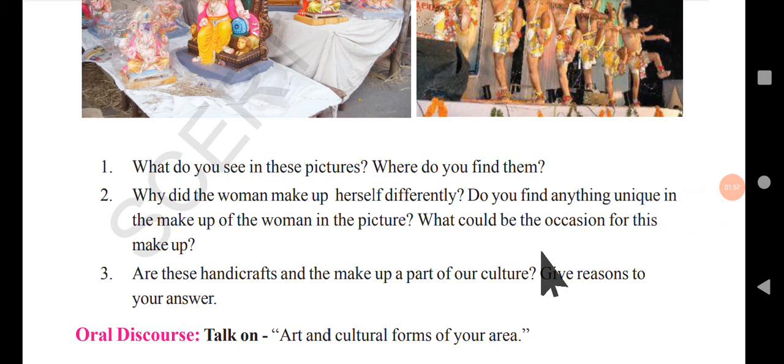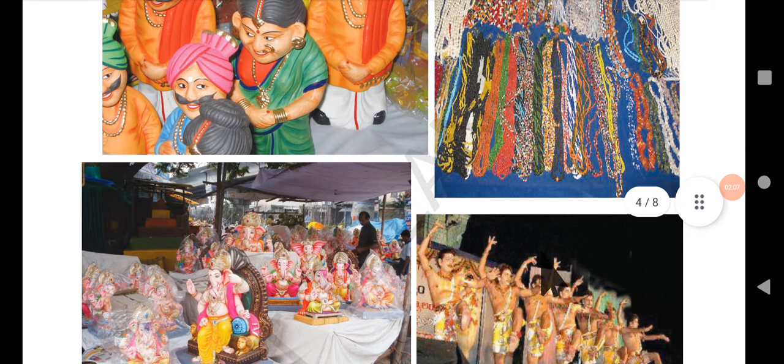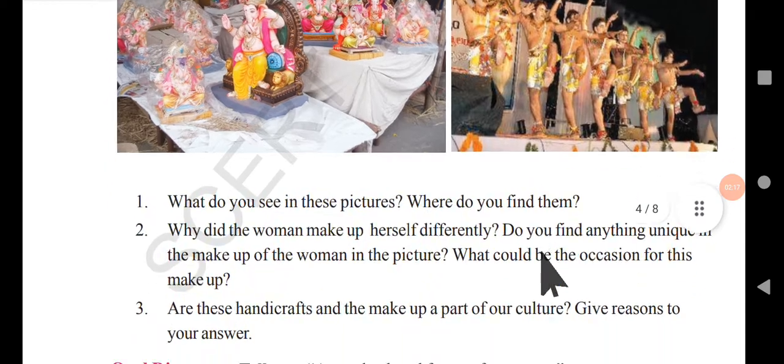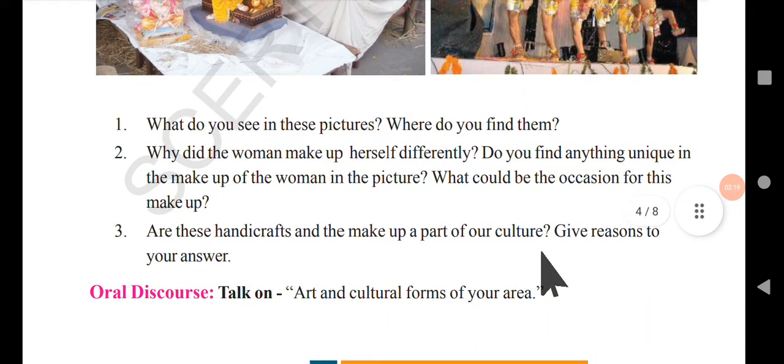First question is, what do you see in these pictures, or where do you find them? So you can see that in these pictures it is the representation of different cultures. So the first picture represents one culture, second one, third one, and fourth one. So you must be able to answer where do you find them, in which states you find them.